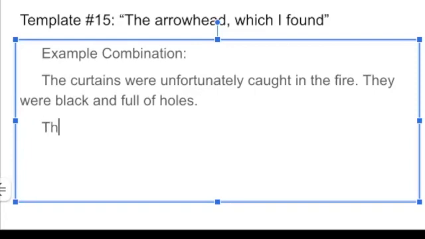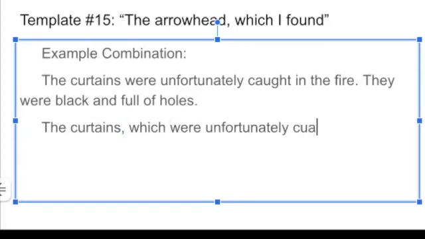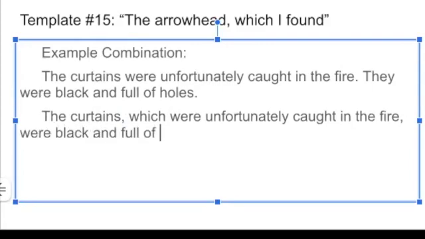So I'm going to use my subject, the curtains. I'm going to start that first opening comma that allows me to insert a phrase. Which curtains are we talking about here? The ones that were unfortunately caught in the fire. Now I'm going to close my comma, so to close the parenthetical phrase, and then I can use the main verb of my sentence. The curtains were black and full of holes. And if you notice, we have that same structure as in the template sentence with those two parenthetical commas and the subject, the verb, and then describing the verb.